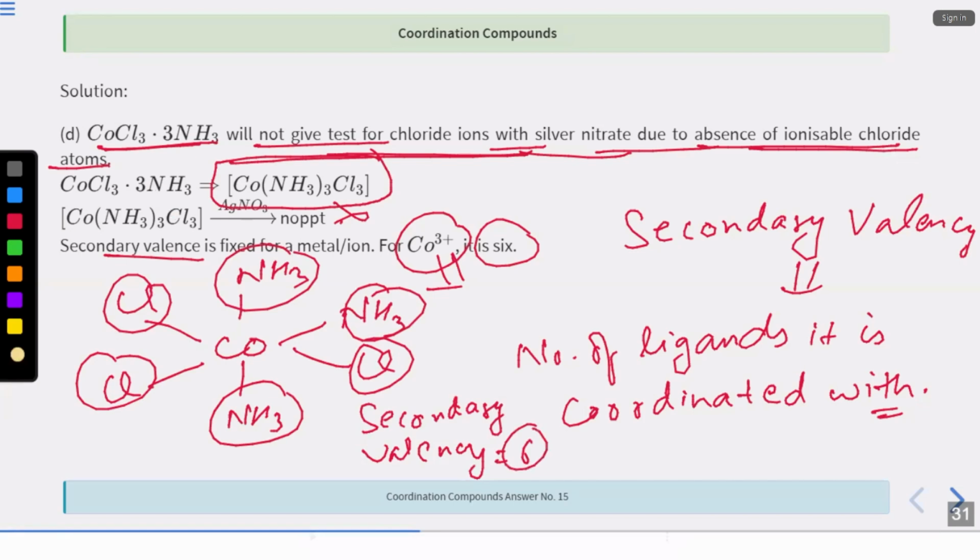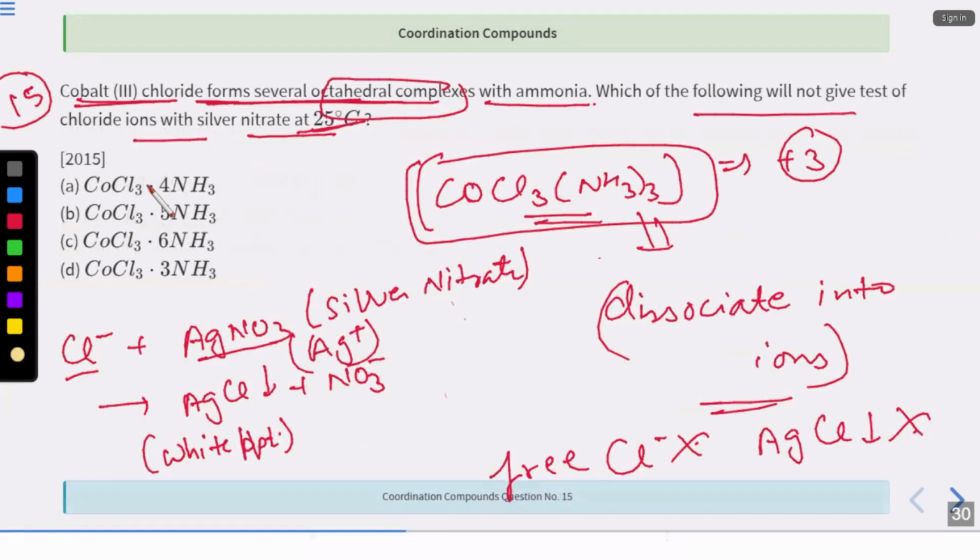And this is in the plus three state. In the plus three state, it goes like this. It will not dissociate into ions. If it will not dissociate into ions, then you will not get free Cl minus, so we can't get a precipitate of AgCl. So option number D is the right option to this question. Cool.